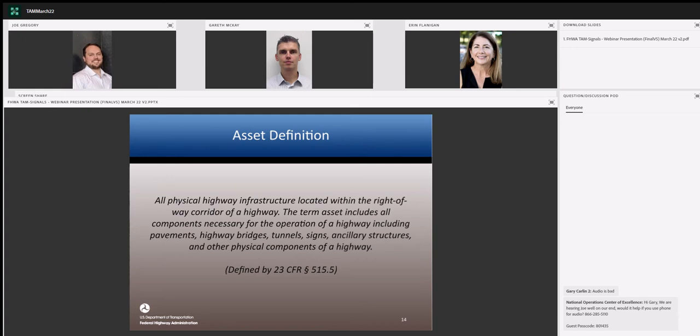The definition that we've got on the screen here is the Federal Highway definition for an asset as a basis for asset management.